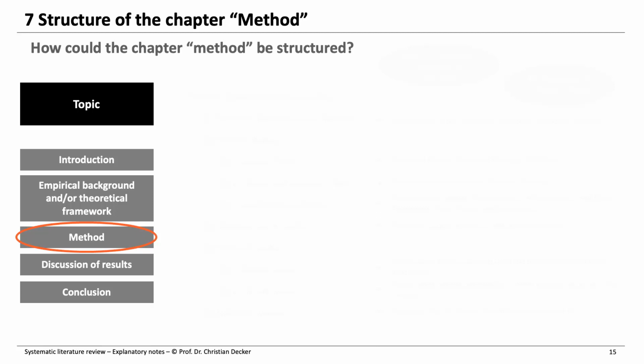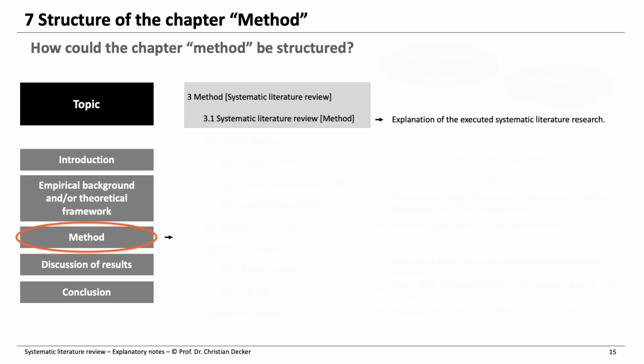How could the chapter method be structured? The following explanations are of an exemplary nature. The chapter method could also be structured differently. For example, for shorter research papers, the subchapters presented below could be combined. On the one hand, a subchapter Systematic Literature Review serves to explain the method in general. Moreover, the specific research strategy is explained.